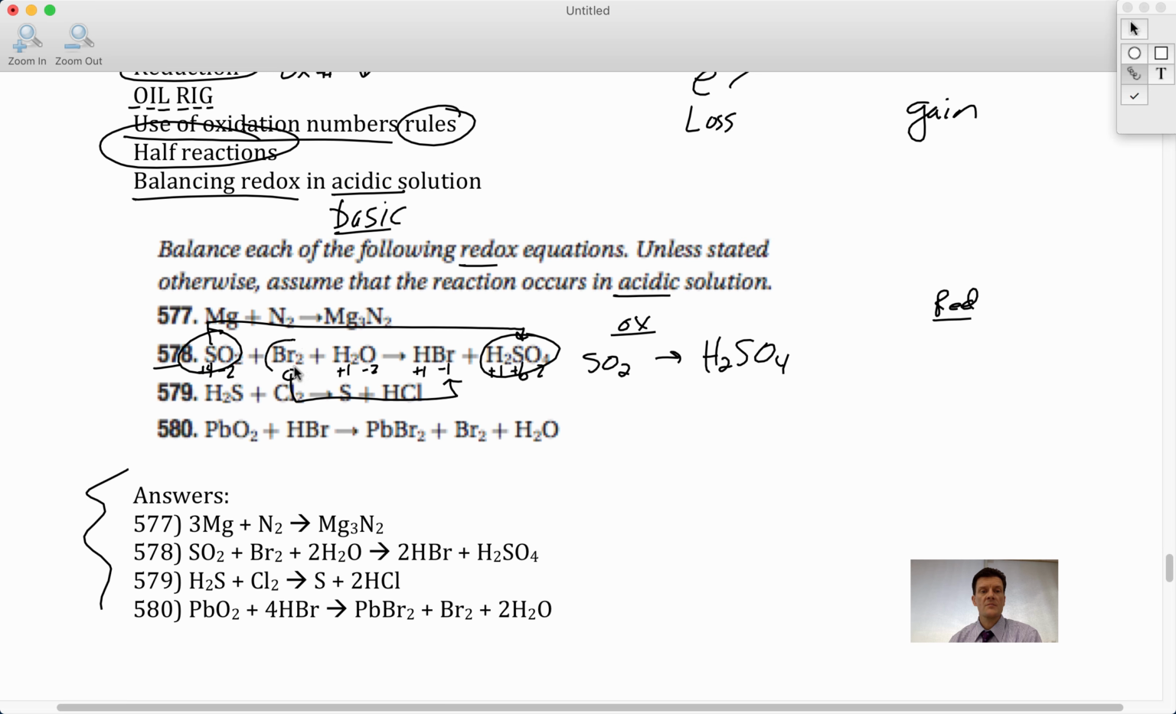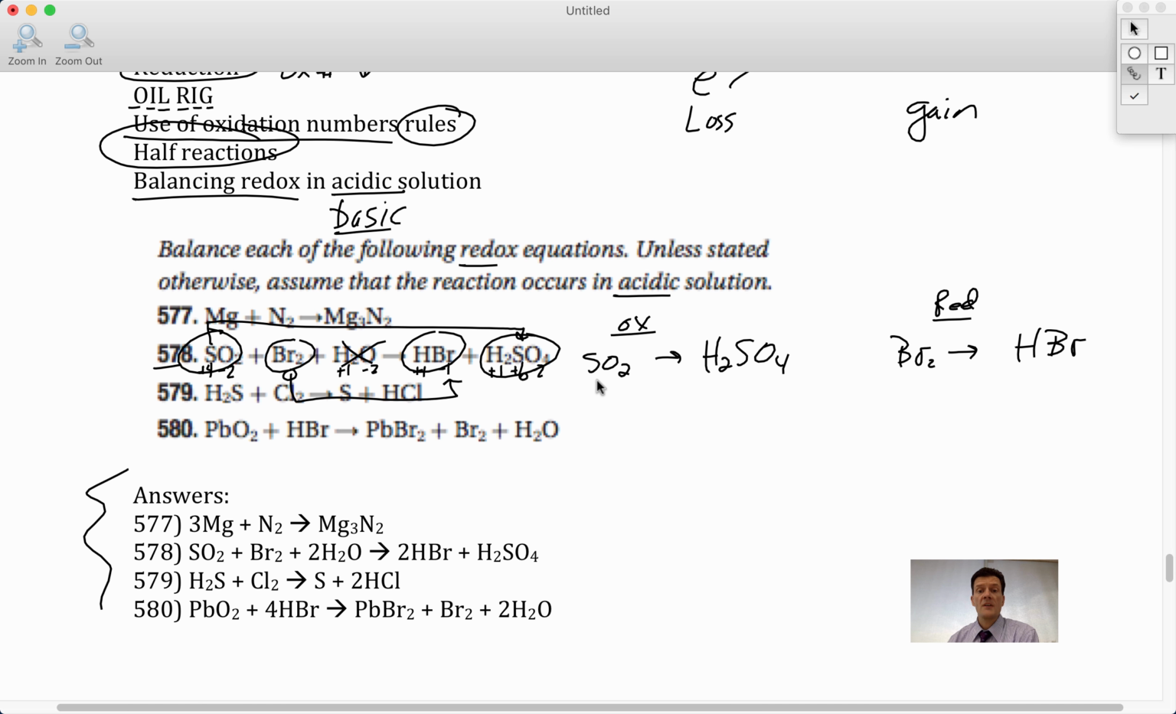And here we got the Br2 and HBr. So don't worry about the water. That'll appear later on when we balance everything, because it doesn't have anything that's being oxidized or reduced anyways.